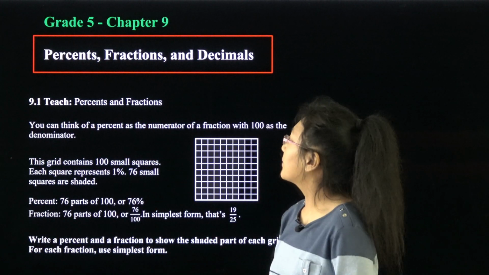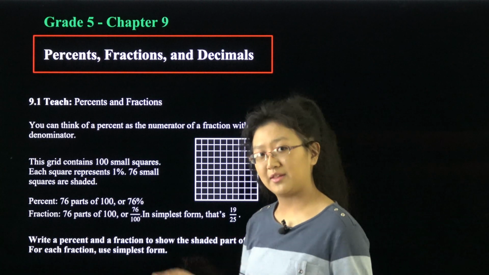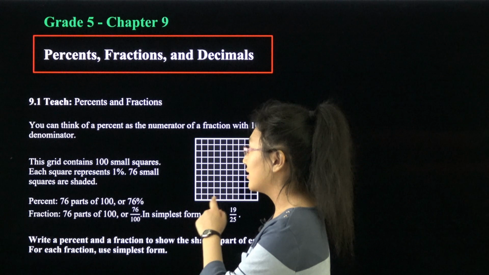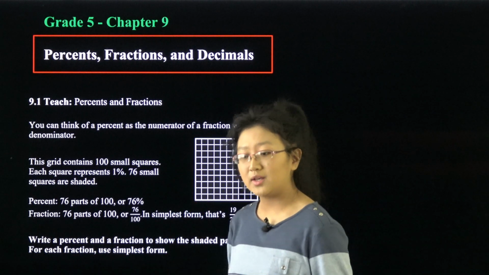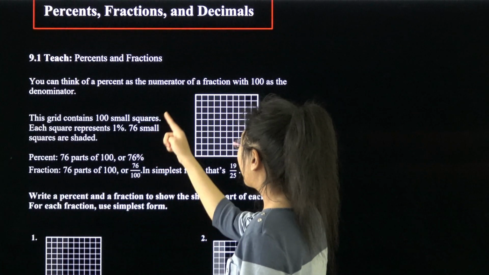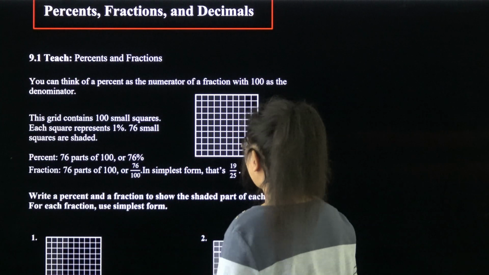Welcome to Grade 5, Chapter 9, where we will be teaching you about percents, fractions, and decimals, and the conversions between them. So in Section 1, we teach you about percents and fractions, and how to convert each one into the other. You can think of a percent as the numerator of a fraction with 100 as the denominator.